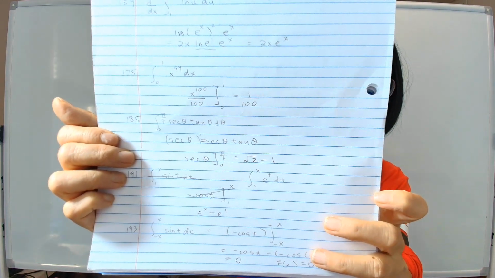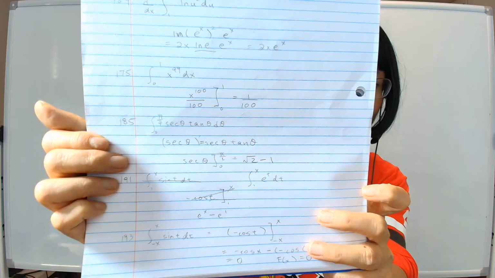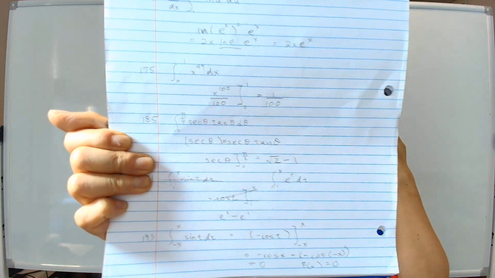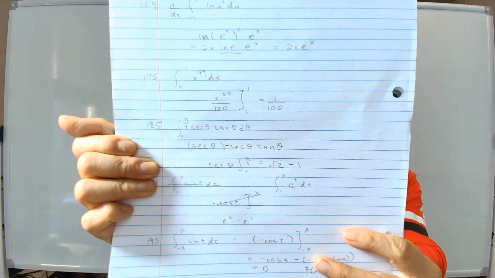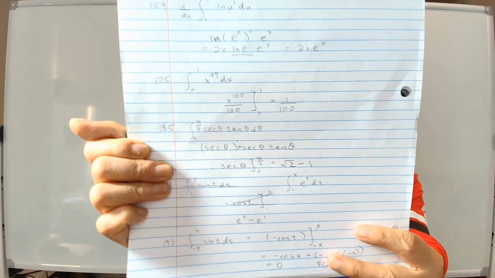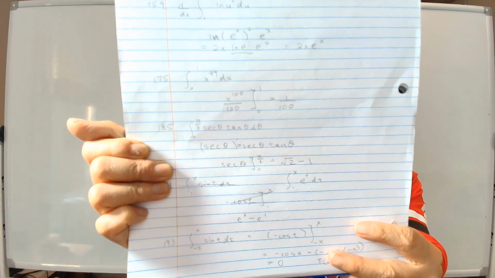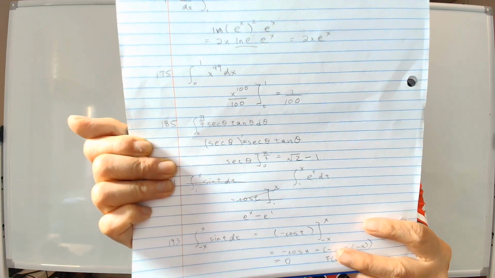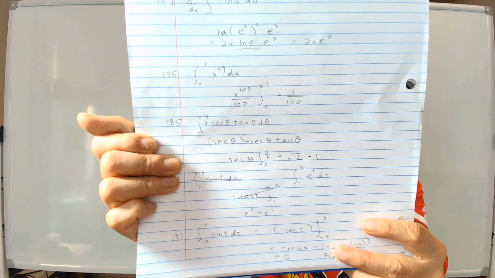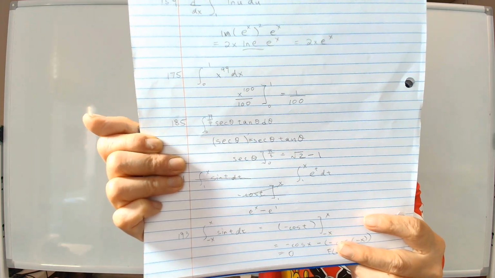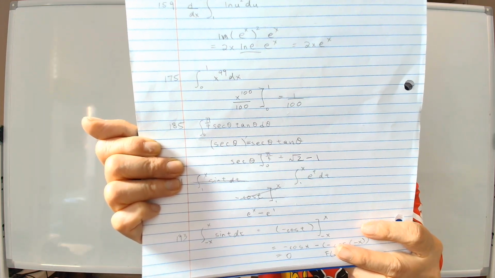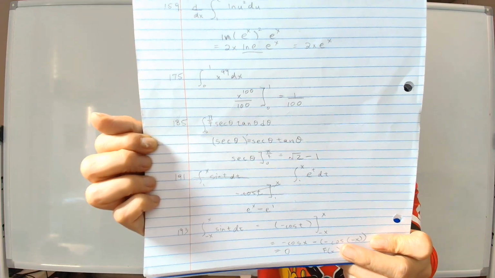Anyway, so problem 175 says that you have to integrate x to the power 99. Well, that follows the power rule, which says you raise the power by 1 and divide by that new power. So 99 goes to 100, divided by 100, evaluate it from 1 to 0, and that's just 1 over 100. So a quick and easy problem.